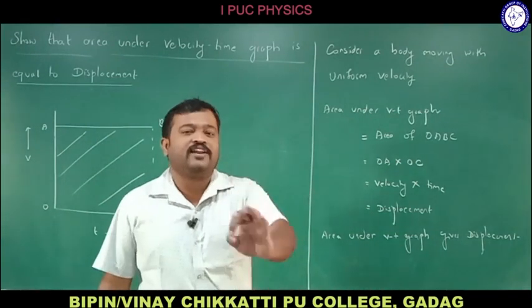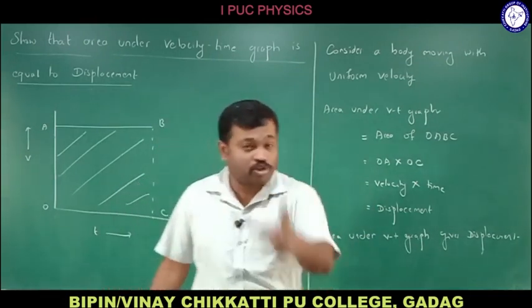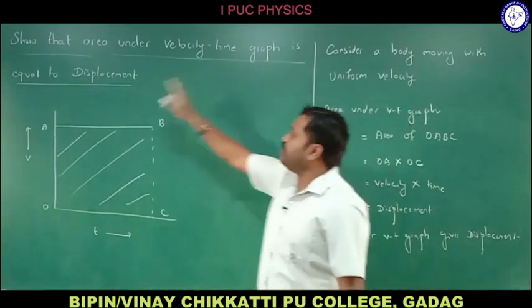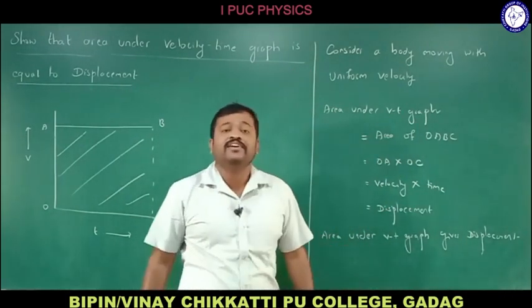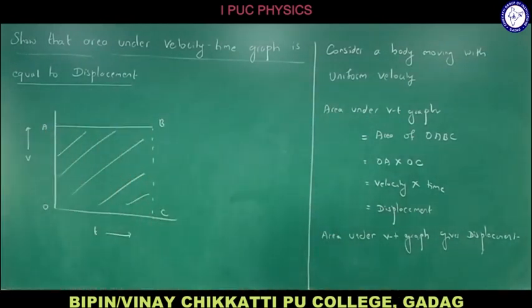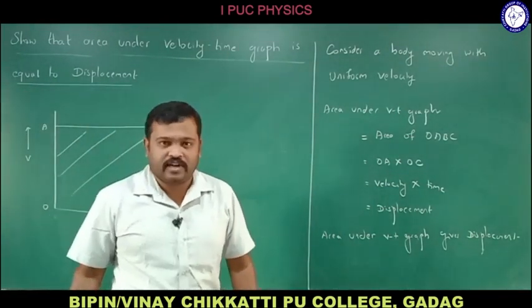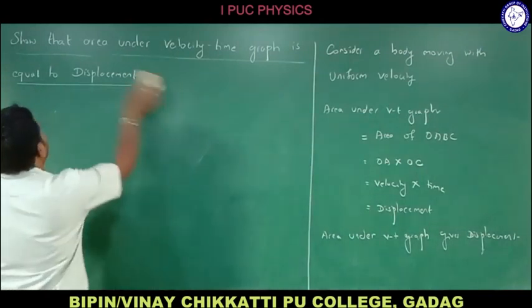One more question: what does the area under the VT graph give? That is displacement, and I have proved this. The question may be asked like this also: show that the area under the VT graph is equal to displacement. Just now I proved that. So this is the proof, considering the case that a body is moving in a uniform velocity. Okay.